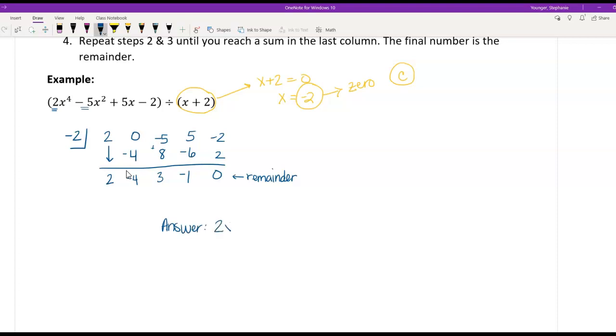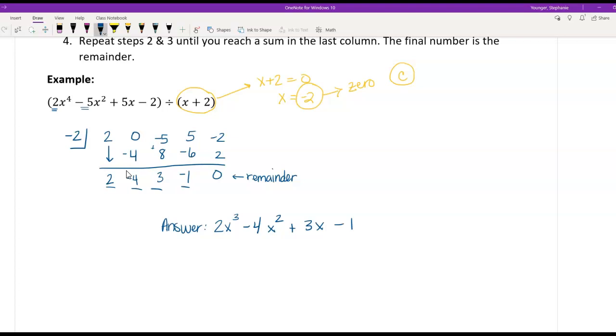is 2x cubed minus 4x squared plus 3x minus 1. Our first exponent is 1 less than the exponent we started with, and then these become my coefficients of the remaining terms. That's it. That problem is done.